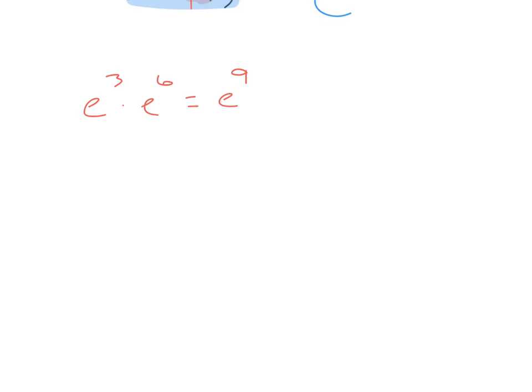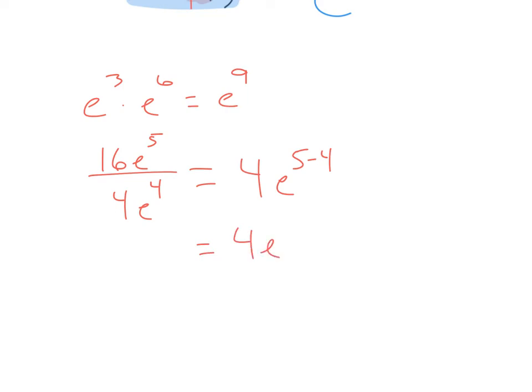Same can be said for when you have 16E to the 5th power divided by 4E to the 4th power. So that's going to give you 4, right? Because 16 divided by 4 is 4. And then E, you would have 5 minus 4, because when you're doing division, you subtract this time, right? So this would end up giving you 4E to the 1 power, okay?